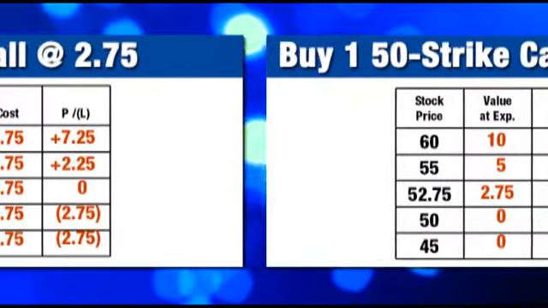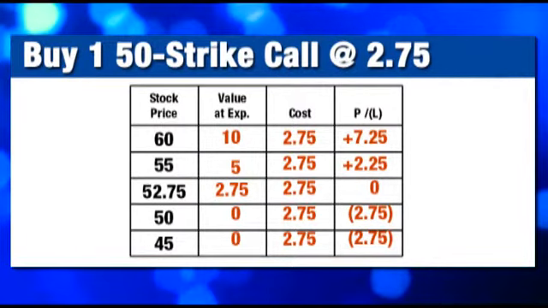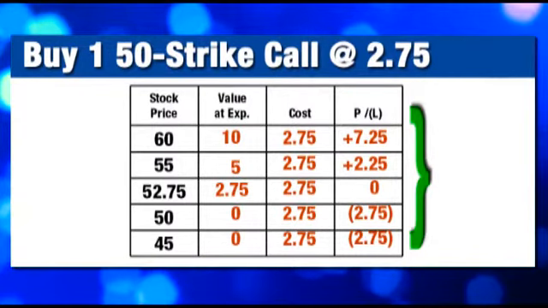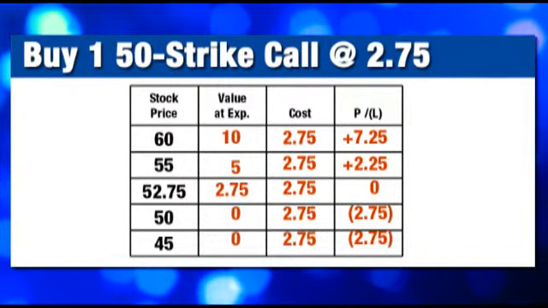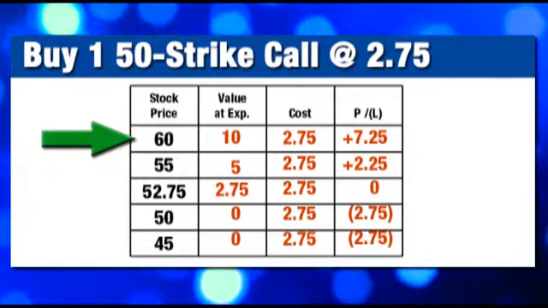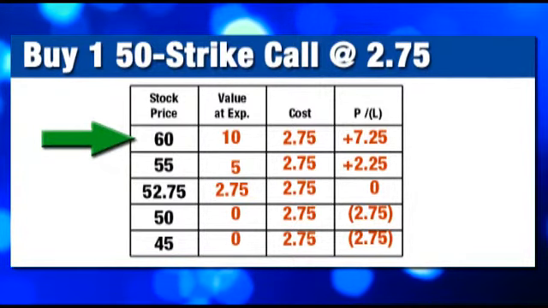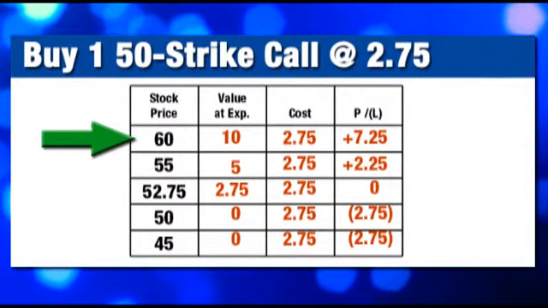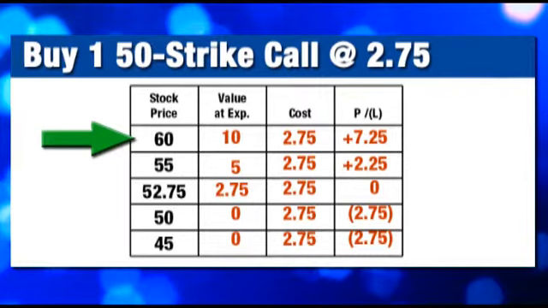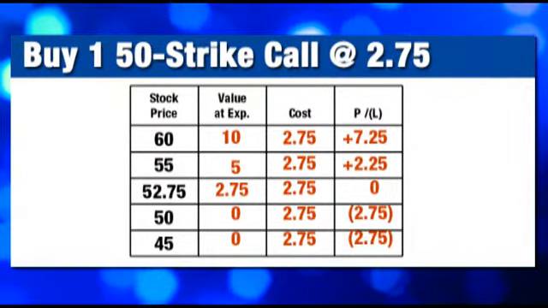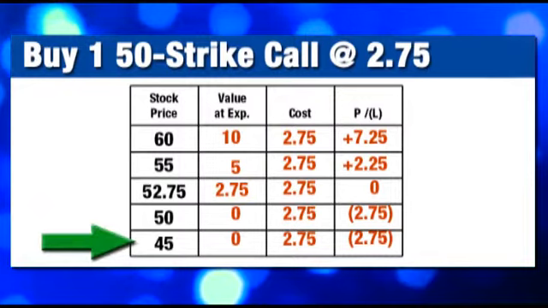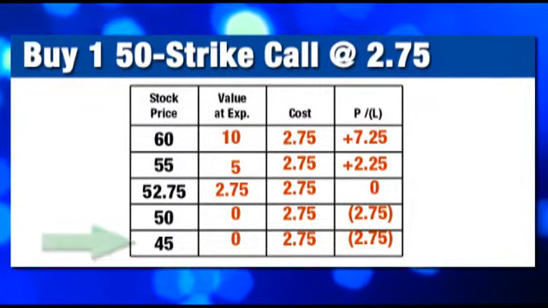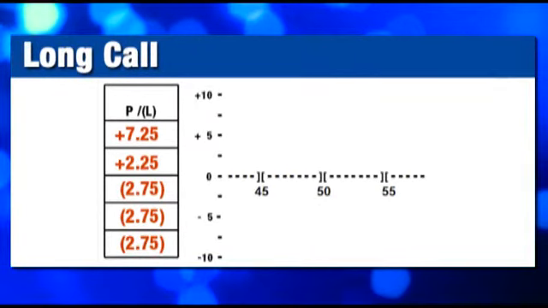We see that in the next step, step 4, we calculate the profit or loss. The profit or loss is simply the difference between the first and second columns. In the top row, with the stock price of $60, for example, the option's value of 10 minus the cost of $2.75 leaves us with a profit of $7.25 or $725 including commissions. In the bottom row, the result is a loss. With the stock price at $45, the 50-strike call expires worthless, and the full cost of the call plus commissions is lost.